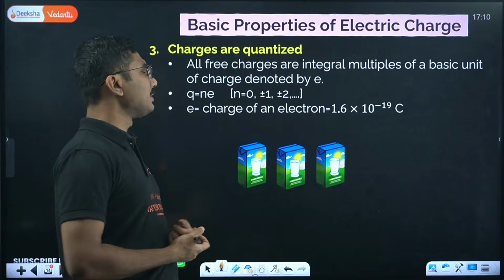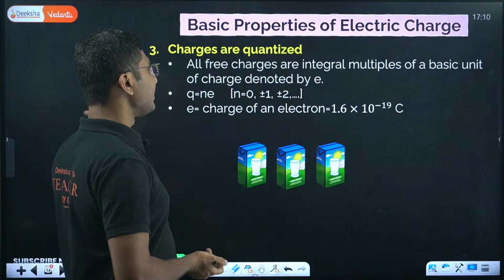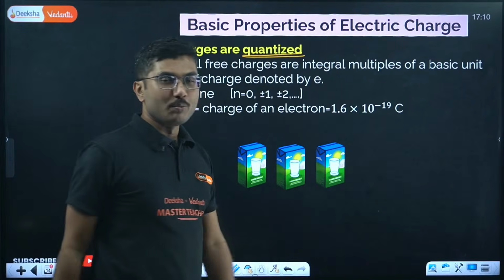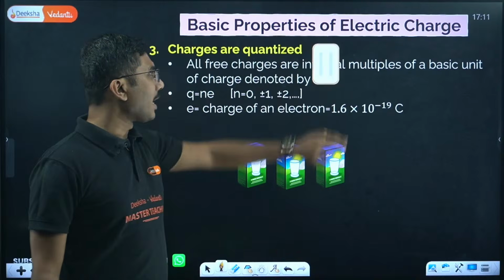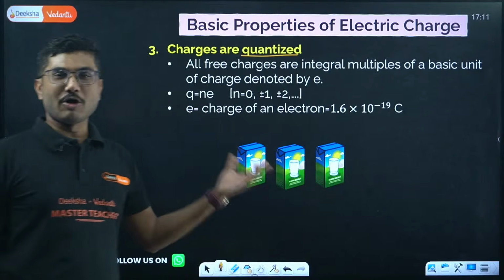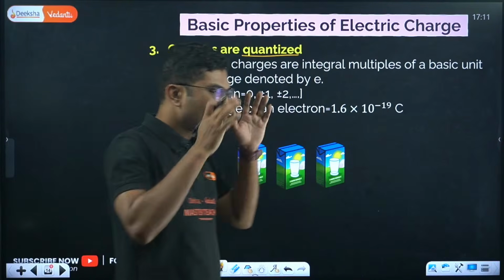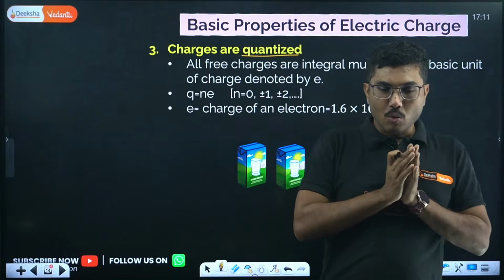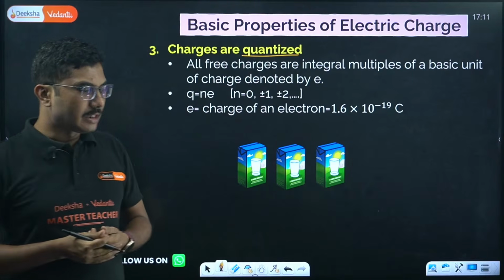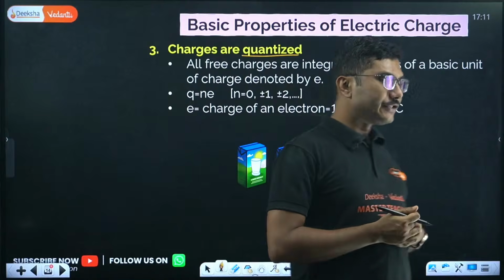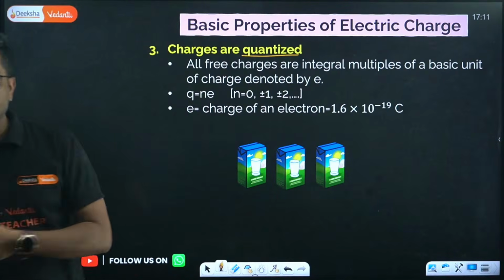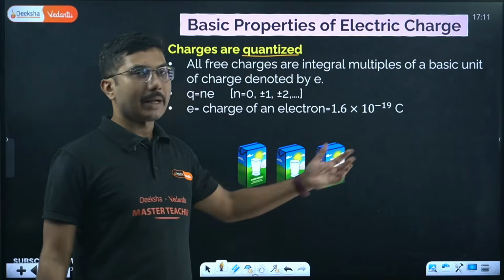Now the third property is a little complicated, which says that charges are quantized. Quantized is something you may not have heard before. The term comes from quantity or quanta. Quanta means a fixed amount. Suppose you visited a milk shop where the milk is being sold in 1 liter packets. The milk is sold in 1 liter packets.